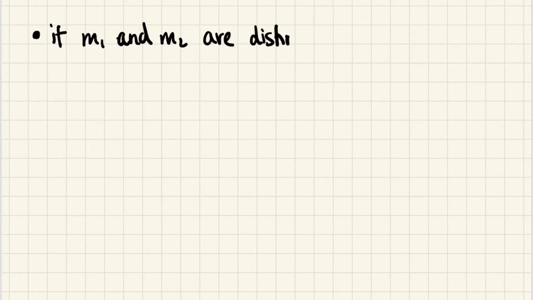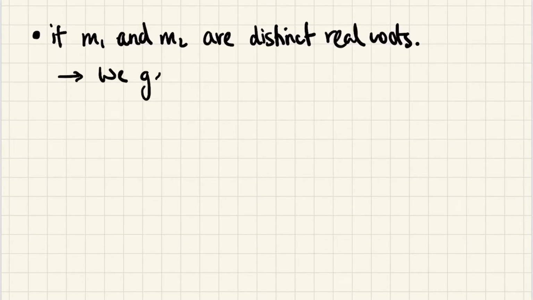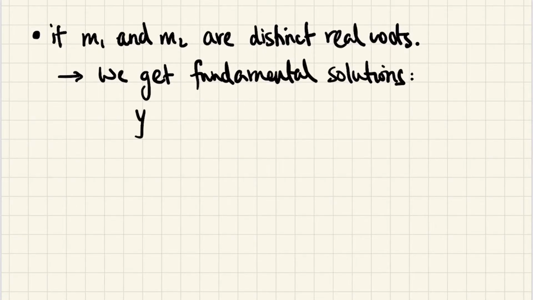Okay, let's look at the three cases. So the first and simplest case, if m1 and m2 are distinct real roots, distinct meaning they're not equal to each other. Well, this means that we get the fundamental solutions, y equals e to the m1x, and y equals e to the m2x.